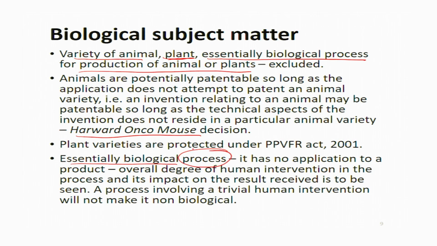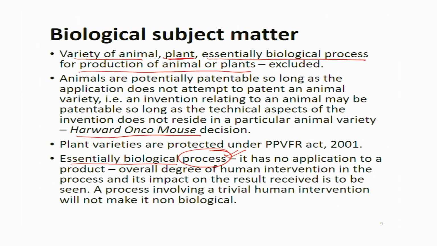It does not apply on products, because suppose the offsprings of the onco mouse produced by the natural process of crossing also have the oncogenes. Does the protection on the onco mouse extend to these offsprings also? It cannot be argued that these offsprings are the result of an essentially biological process, so therefore no patent shall be granted on these offsprings. No. The exclusion is only limited to the process, not to the product of that process.